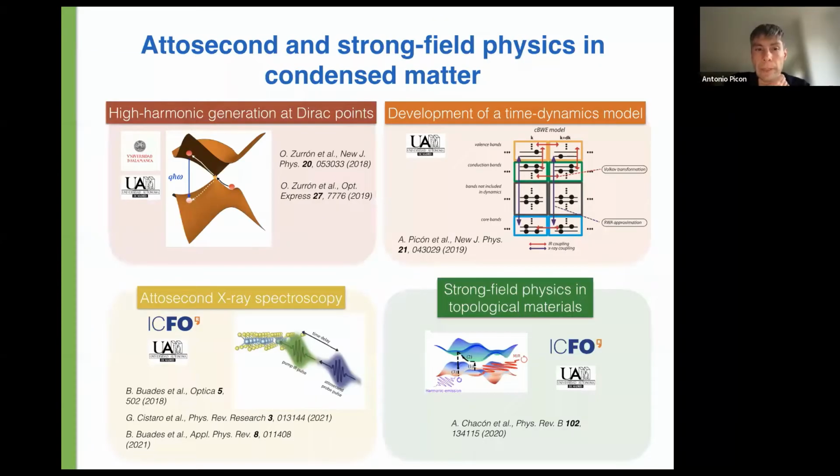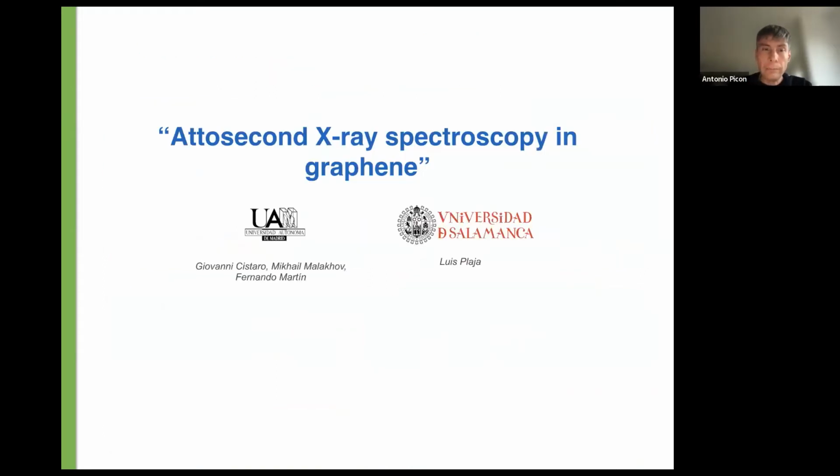Okay, so this is a little bit of a different research line that we are doing in our group. Today, mainly what I'm going to talk about is attosecond X-ray spectroscopy in graphene. And for that, I will also need to talk a little bit about the numerical model that we are developing to calculate this absorption. This has been in collaboration with our collaborator at Universidad de Salamanca, Luis Plaja, and the people mainly involved are Giovanni Sistaro, a PhD student with us, Michal Malakov, a postdoc, and Fernando Martin.